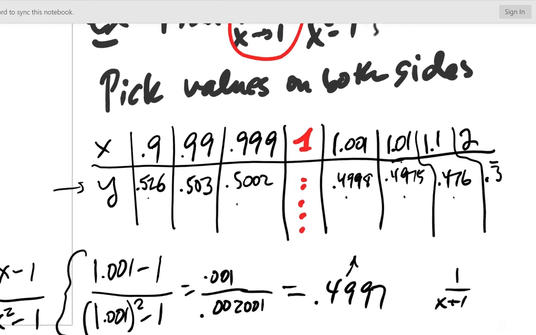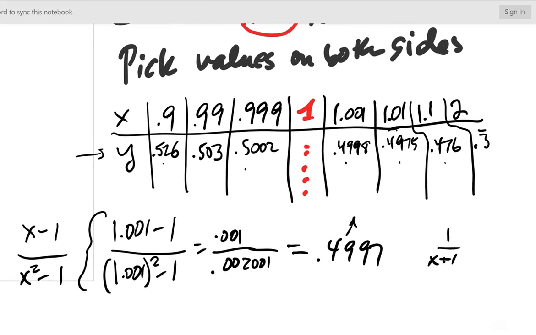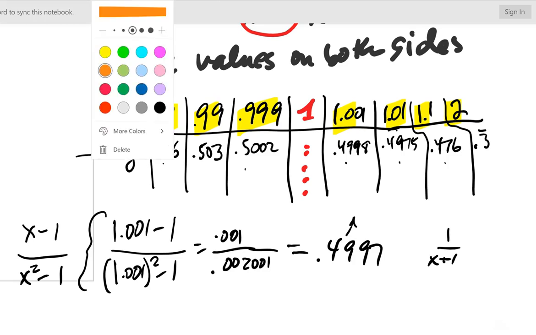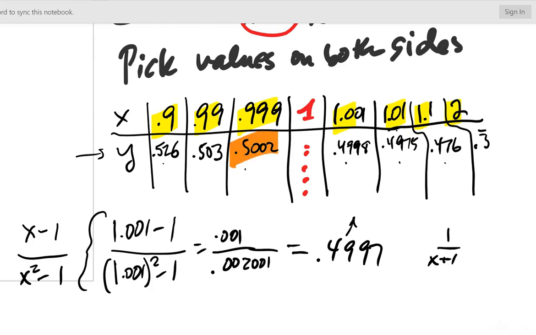So what I did was I picked values a little bigger than 1, okay, so right here, and then values a little smaller than 1. And what I got were values that approached 5 on either side. Okay, they approached 5 on either side.